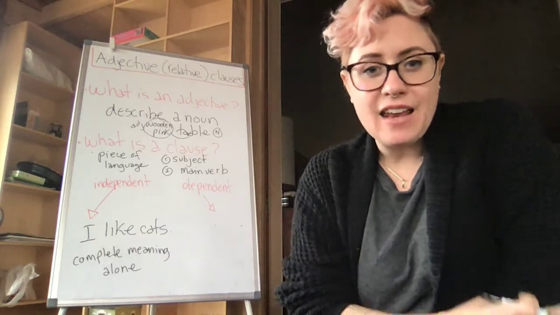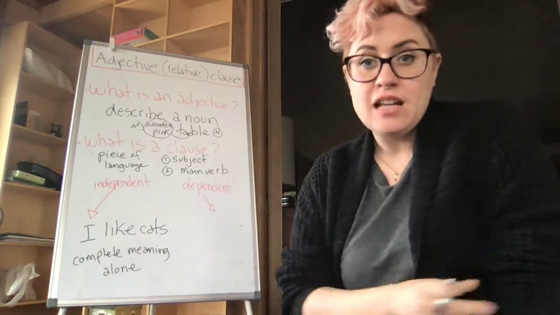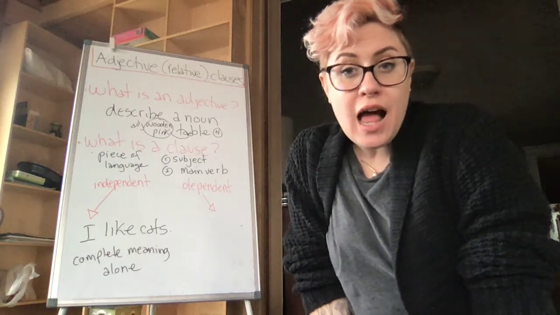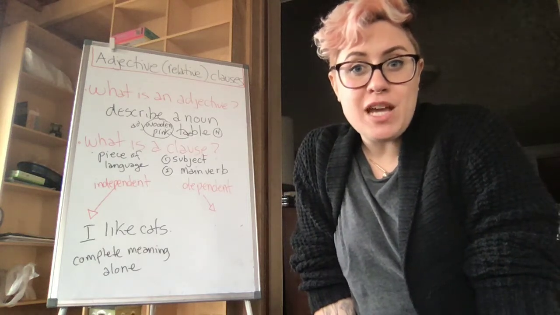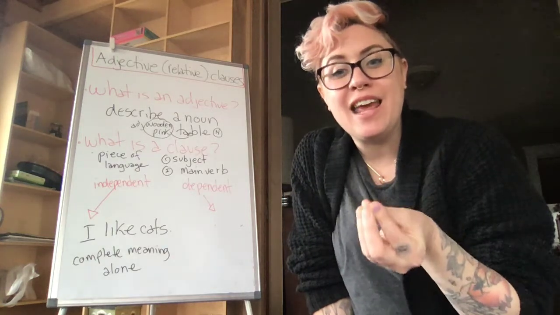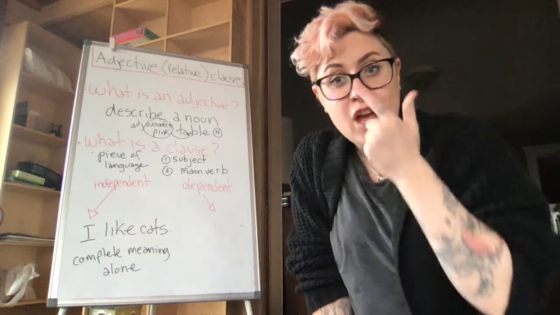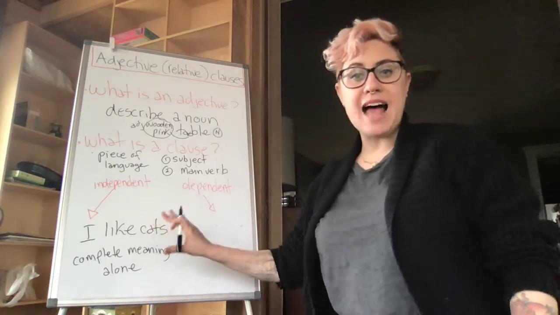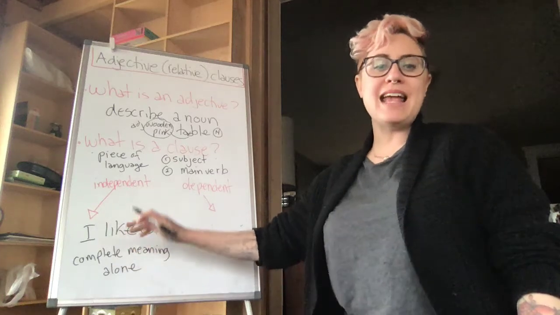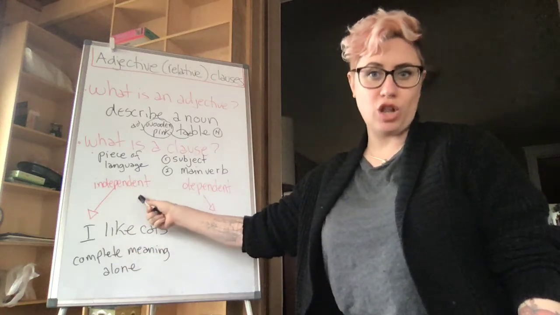So we can add extra information to it. Like we can say, "I like cats and I like dogs." But the piece of information, "I like cats," is a complete unit of meaning by itself. So if your clause has a complete meaning alone by itself, we say it is an independent clause.